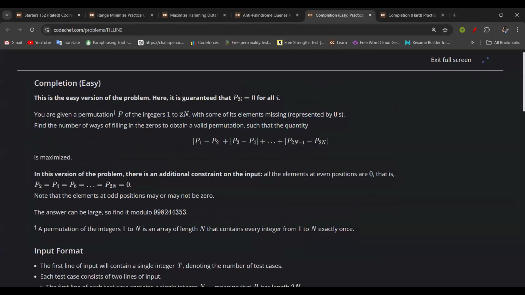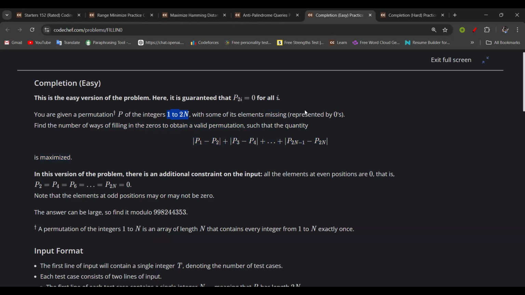So here you are given a permutation P of integers from 1 to 2n, where some elements are missing, represented by zeros. Find the number of ways of filling in the zeros to obtain a valid permutation such that the quantity is maximized. So basically you are given a permutation of 2n integers from 1 to 2n.